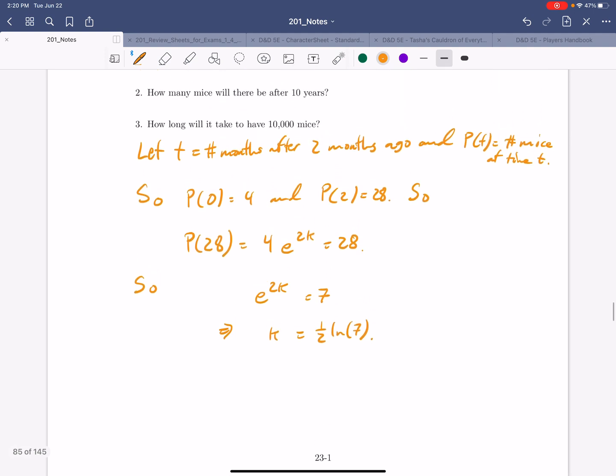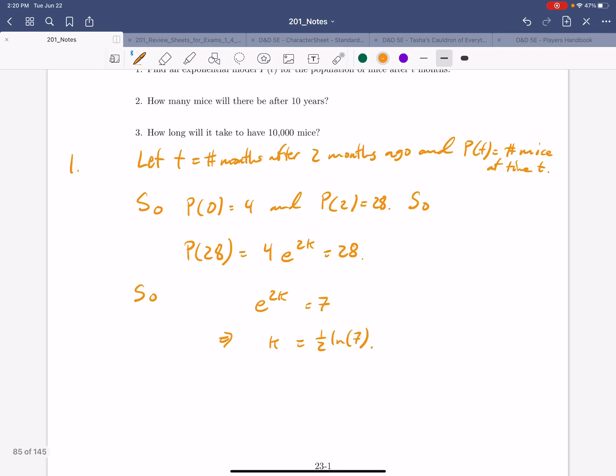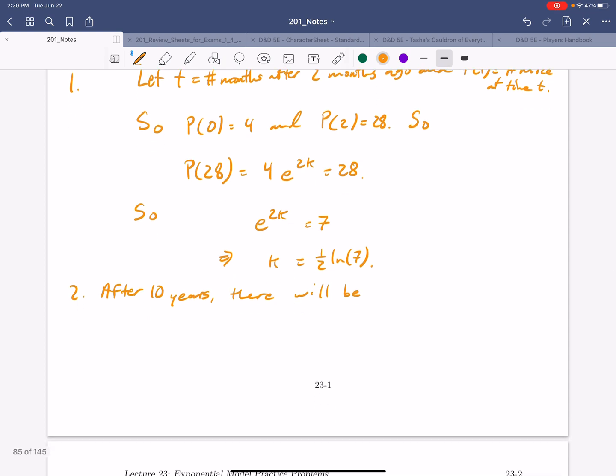So now that we've got that, let's answer questions number 1 and 2. Right? This was number 1. How many mice will there be after 10 years? Now let's be a little careful. 10 years. Right? So how many months is that? That's 120 months. After 10 years, there will be... the answer is a lot, by the way.